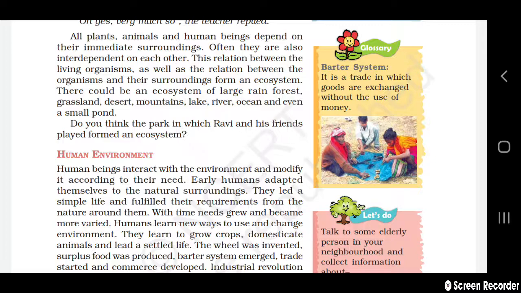So there could be a large rainforest ecosystem, grasslands, desert, mountains, lakes, rivers, oceans, and even a small pond may become an ecosystem.